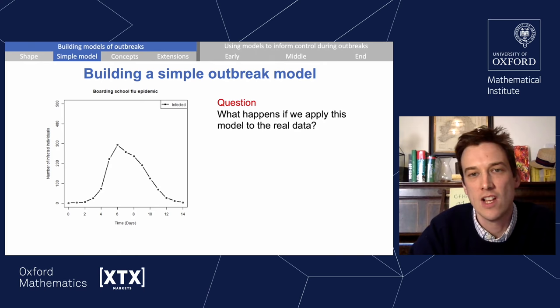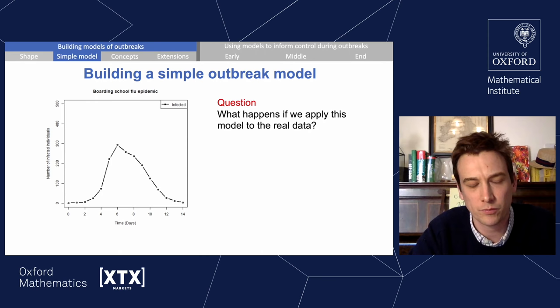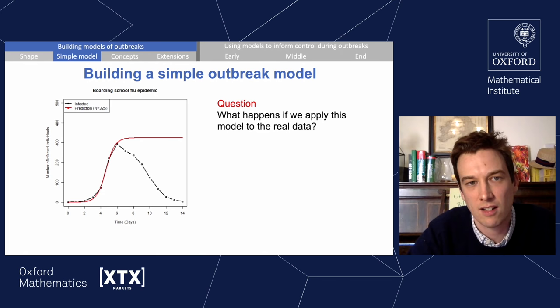Okay, so what happens if we apply this very basic outbreak model again to the real data? In black, we have the data from the boys' boarding school flu epidemic in the 70s. And we can plot the results of this SI model on top of the data. What you see here is that it does a better job than before. The red line is the model prediction, and that matches the data pretty closely. But it only does so for about half the outbreak.